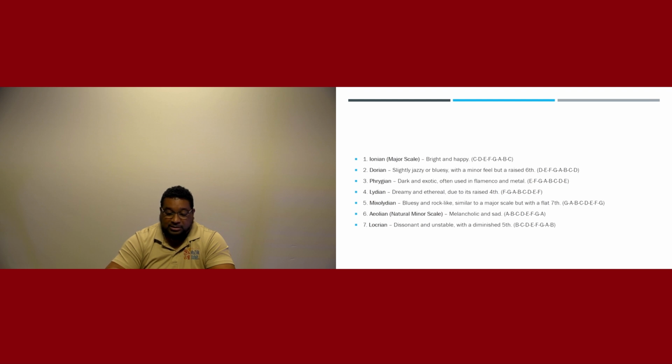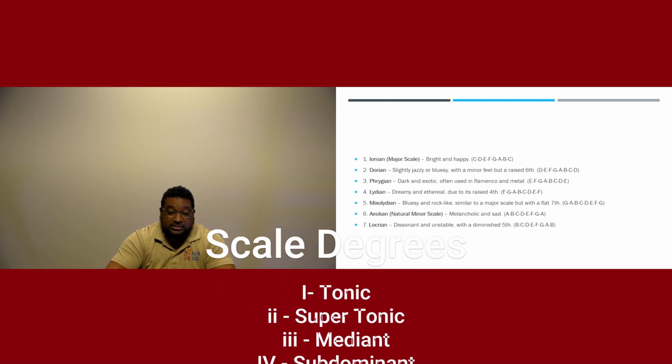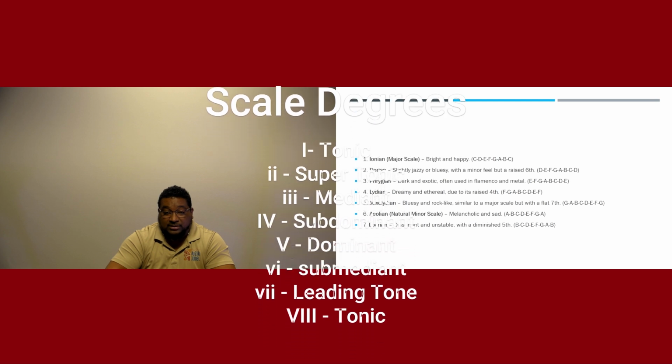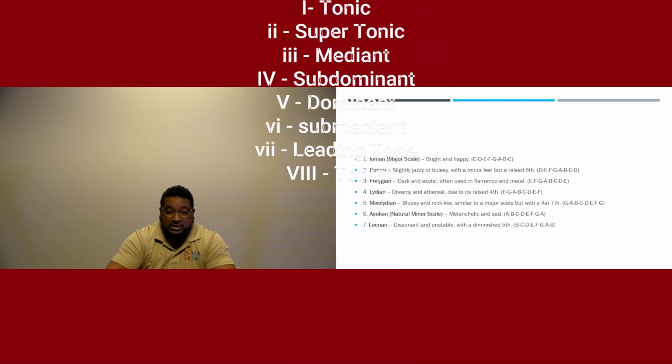In the natural state, Aeolian is this. Transposed to B. And we can do that with all of them. So once we understand where the semitones fall, and with previous knowledge, you would understand that each degree of the scale has a name. So you have tonic, supertonic, mediant, subdominant, dominant, submediant, leading tone, and then the tonic again.